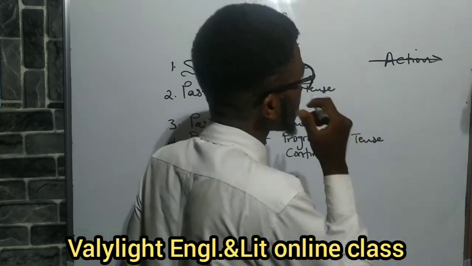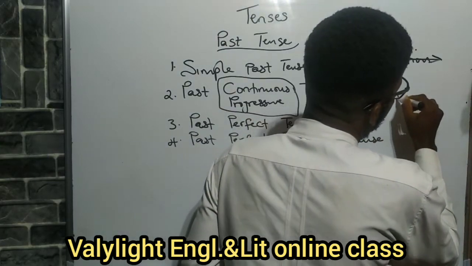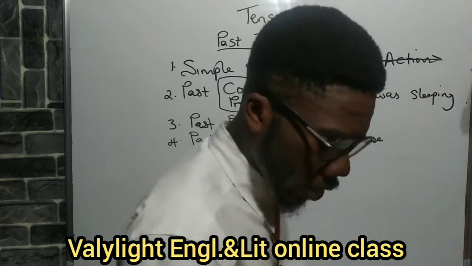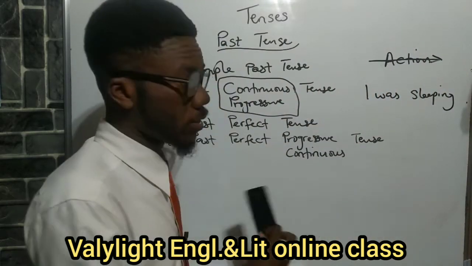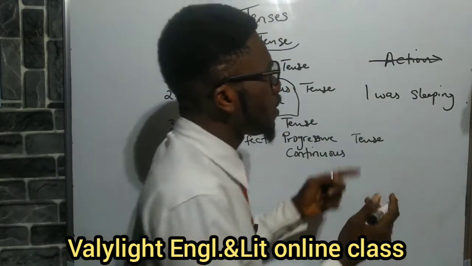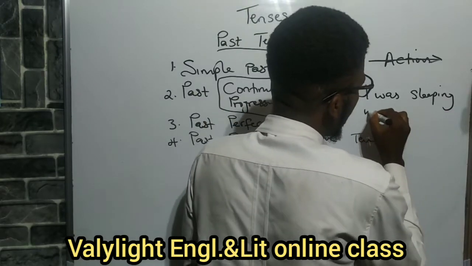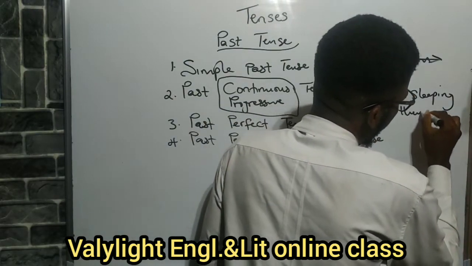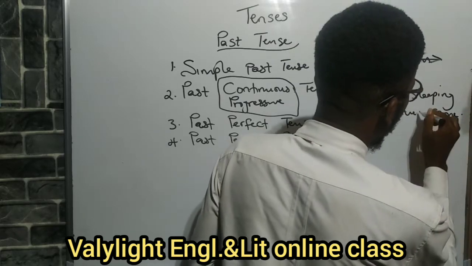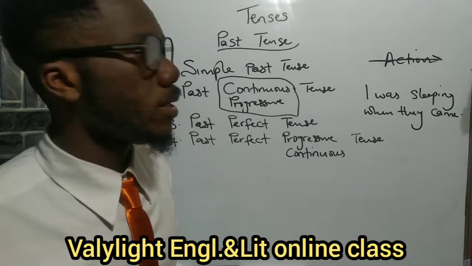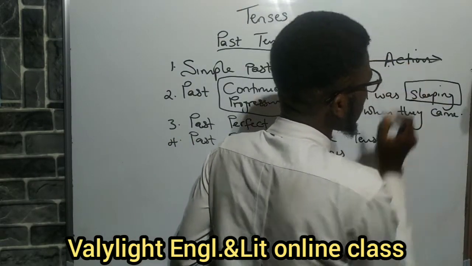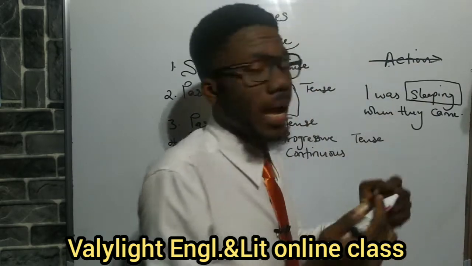Let us say when you have something like, I was sleeping. If somebody decides to end it here, it is correct. But then, for you to understand what this means, let us complete it. Let us say something like, I was sleeping when they came. Now, I was sleeping. This sleeping here is this action. I was sleeping. That is the main action that we're talking about.